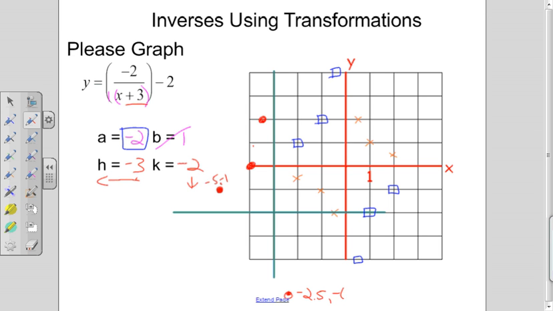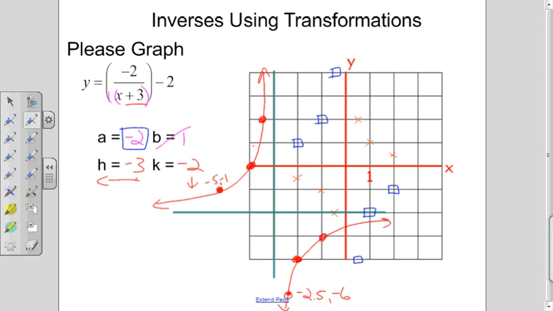comma, negative 6, just to label it to give you an idea that it's off the graph, but where it is. And then I'm going to take this point, I'm going to go 1, 2, 3, down 2, and get a point there. And then this last point will go 1, 2, 3, down 2, and I will get a point there. And if you notice, this graph does hug these asymptotes very well. And drawing it thusly is my finished product.